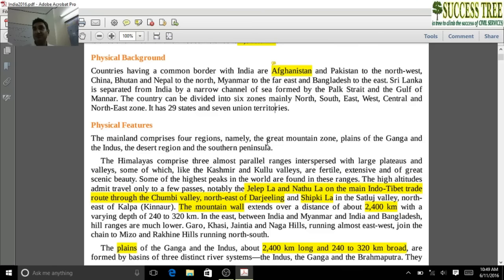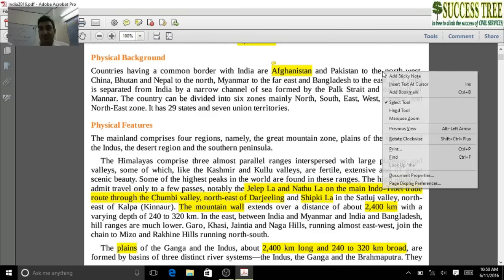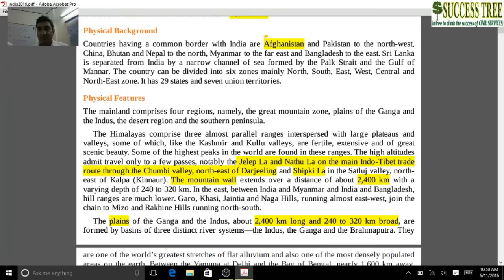So it has given two hints. First, it is on the trade route. Secondly, via Chumbi Valley. Now you should have an idea where the Chumbi Valley is. It is quite a strategic portion, strategic for China and for India as well. Now how is Chumbi Valley important? The Chumbi Valley is a kind of narrow strip. Open your atlas. It is a narrow strip between Sikkim and Bhutan.